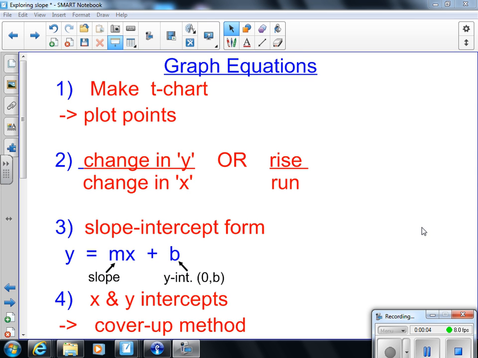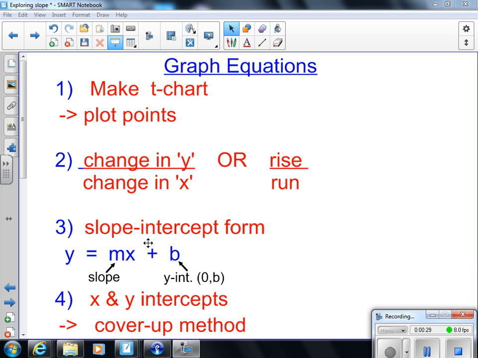Today in 8th grade, we're going to be working on graphing equations that are in what we call slope-intercept form. Now, we've already been working on slope. We know that slope is the change in y over the change in x, or the rise over the run. We've been able to find that slope when we're given 2 points and plotting those. And we've also been able to write an equation from a t-chart by plotting points.